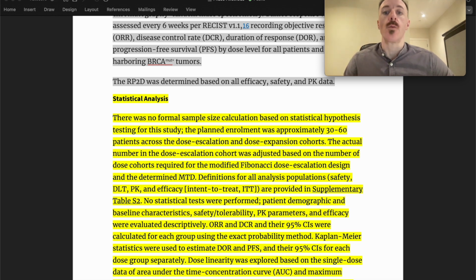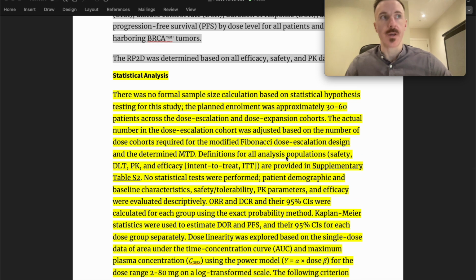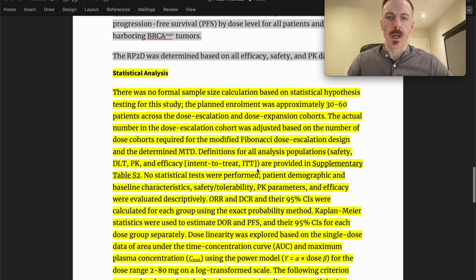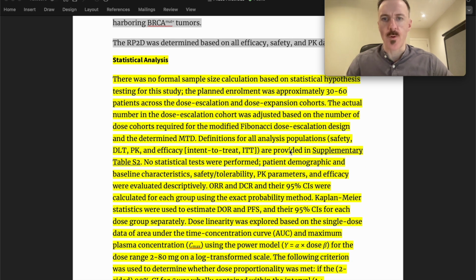Typical things that are reported in this section include how the study sample size was determined, what analysis sets were used, and how these were defined. So the safety set, the full analysis set, the intention to treat. Sometimes there's a modified intention to treat set. How these were all defined and analyzed is a key component to report. Here we can see they're going into more information in the supplementary materials.